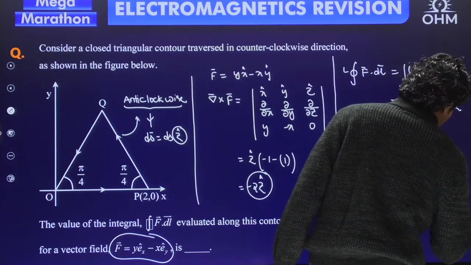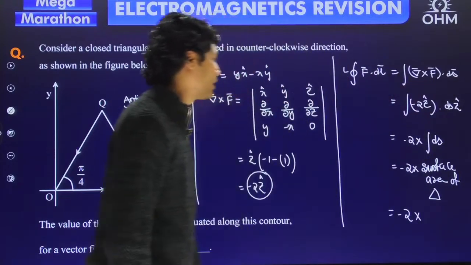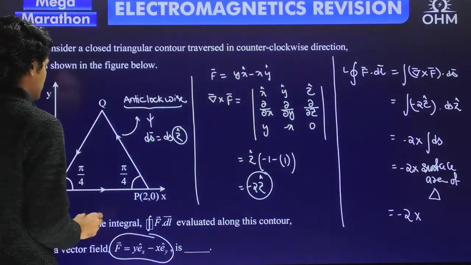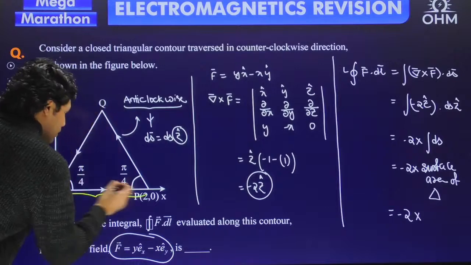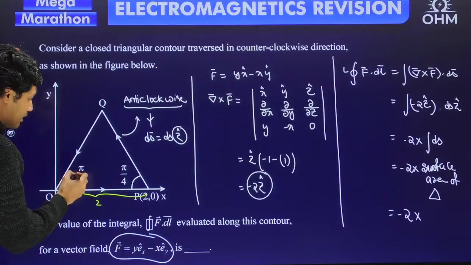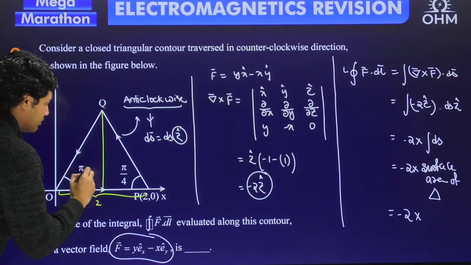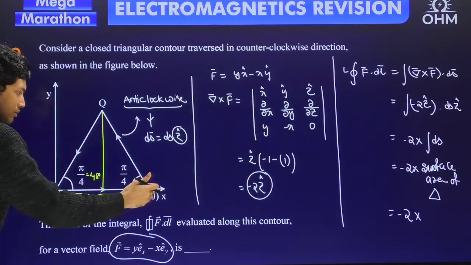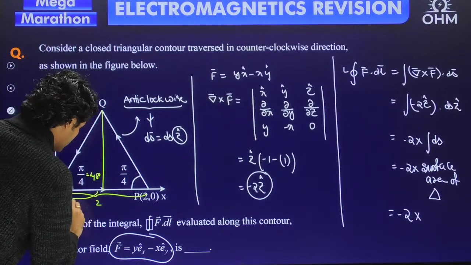Surface area of the triangle. What is the surface area of a triangle? It is nothing but half times base times height. Here, do I have the information of the base? Yes, this is (0, 0), this is (2, 0), so the base is 2 units. The angle here is 45 degrees, pi by 4 is nothing but 45 degrees. Total distance is 2, so half the distance is 1.